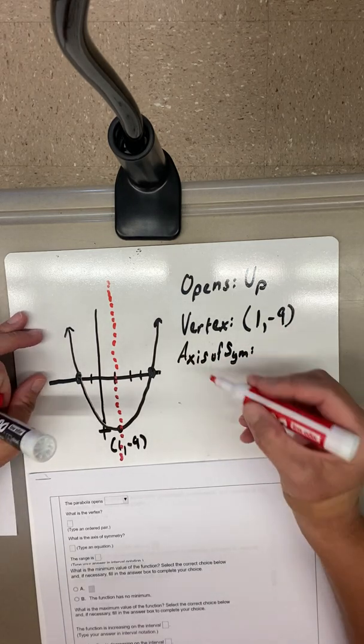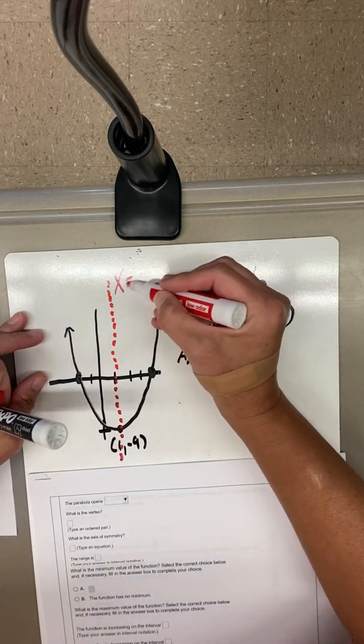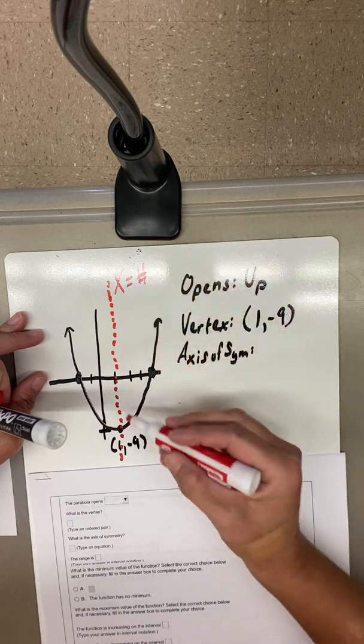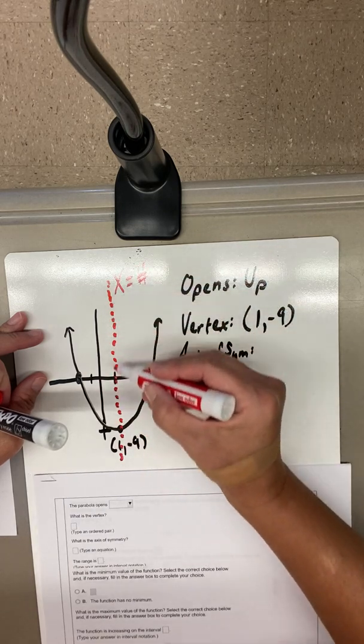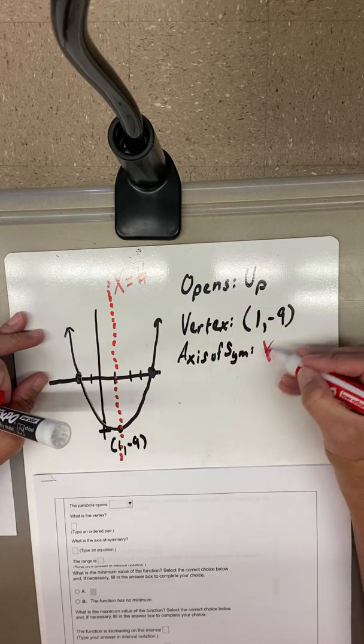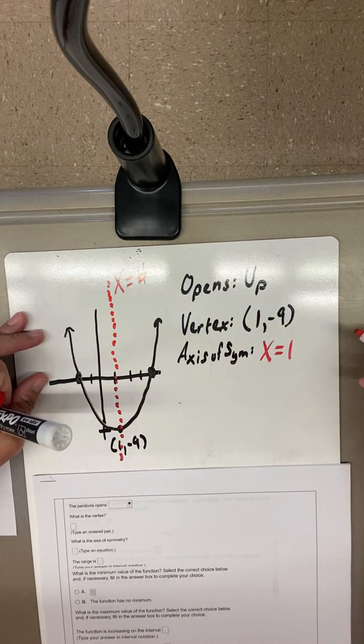That's why it's called an axis of symmetry. The axis of symmetry is a vertical line, which is x equals a number always. And what does x equal right here? X equals 1, all up and down that line. So our axis of symmetry is x equals 1.